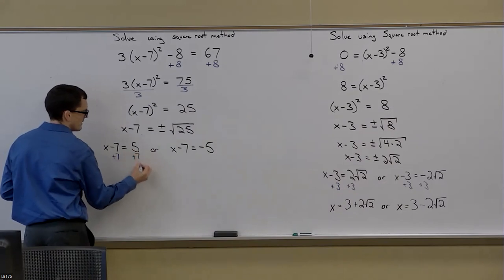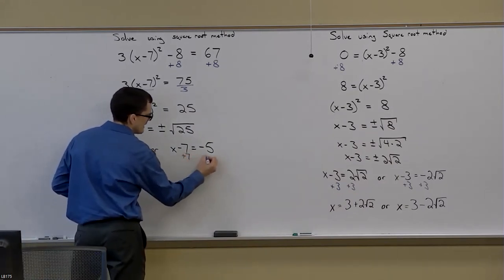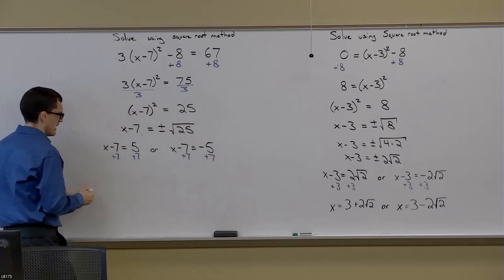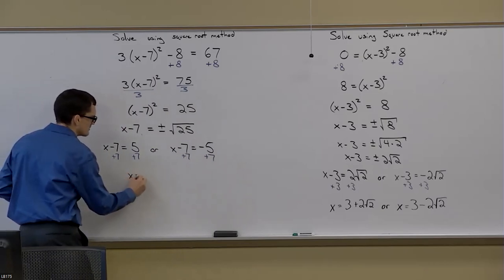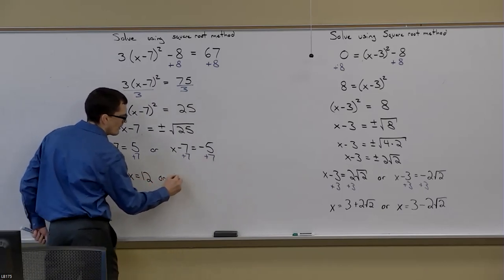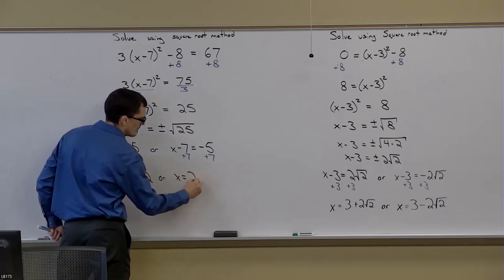All right. Add 7 to everything. And you'll see that the two answers are that x is equal to 12 or x is equal to 2.